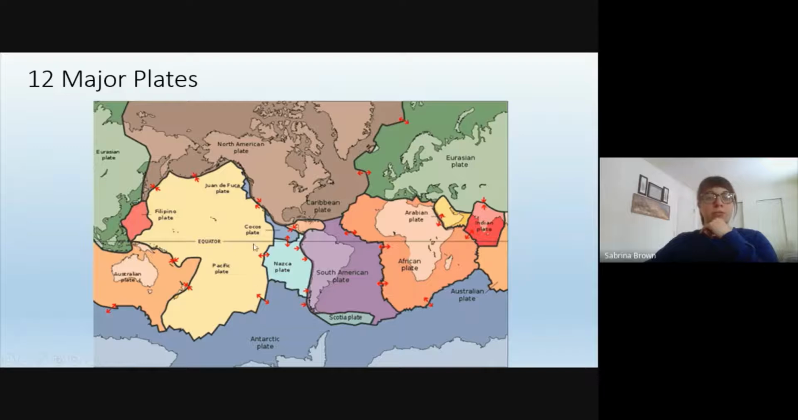We have the Pacific plate, which is the Pacific Ocean largely, right? Australian plate, Australia is associated with that. Eurasian plate, where we have most of Europe and Asia. African plate, South American plate, right? And then notice, right, we have the big main ones, and then we also have some smaller ones as well.